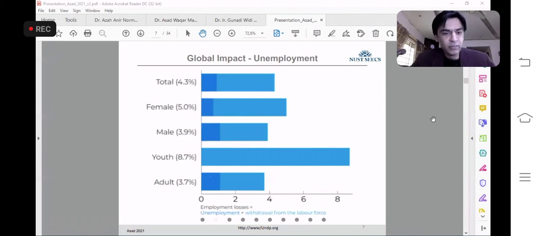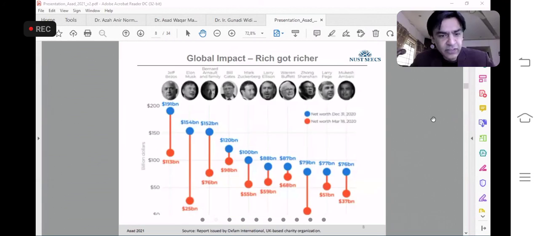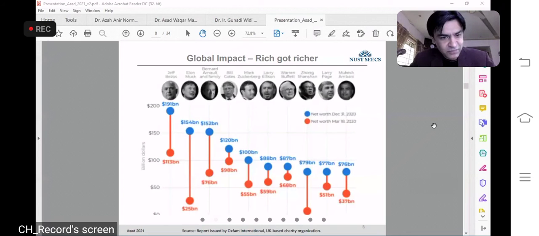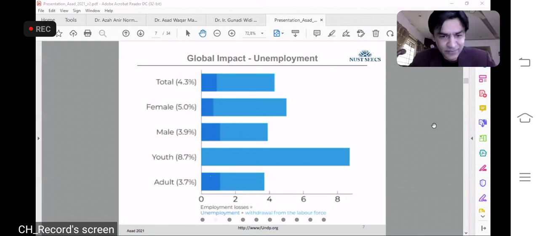Okay, so unemployment in 2020: 114 million people lost their jobs, according to the latest unemployment figures, right? These figures are from the International Labour Organization, right? The previous slide, right? Yes, that unemployment slide. Thank you.